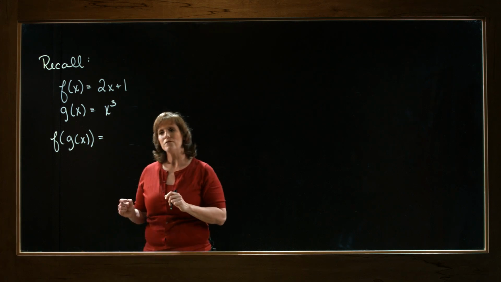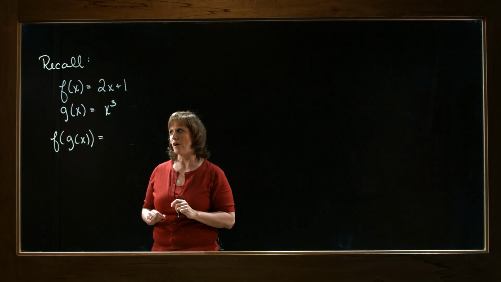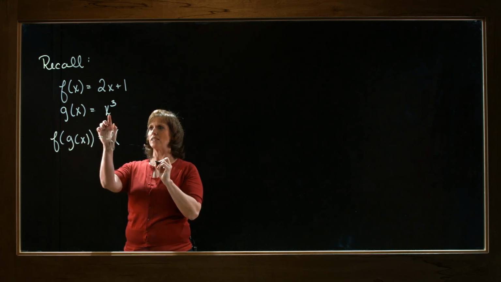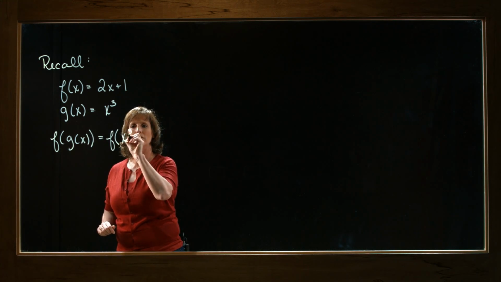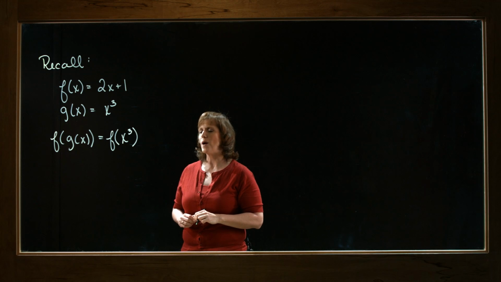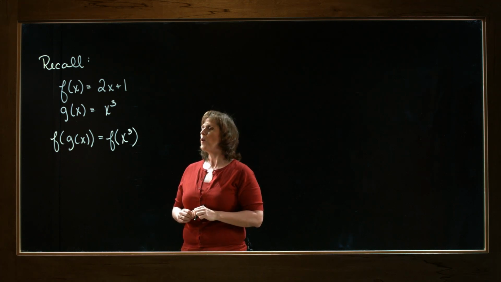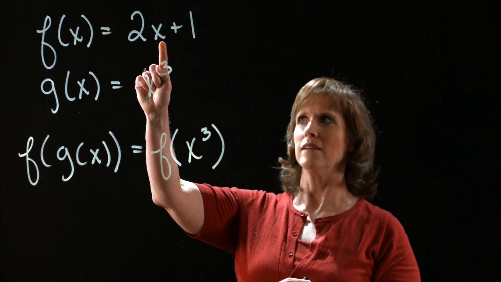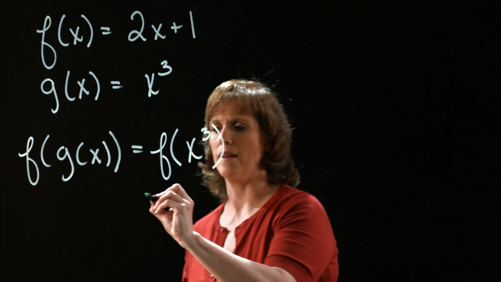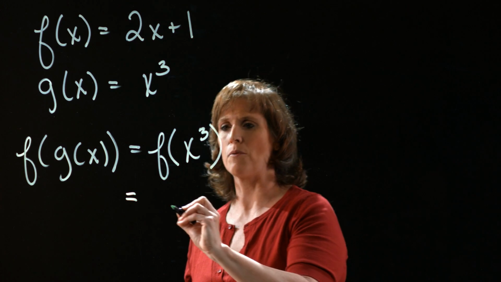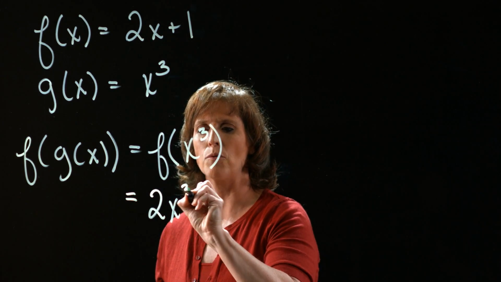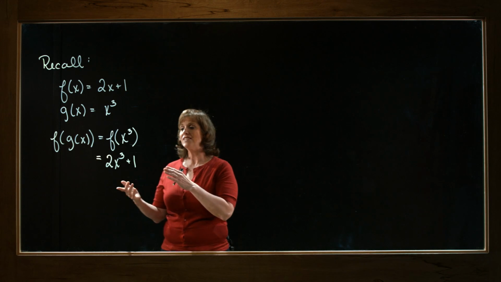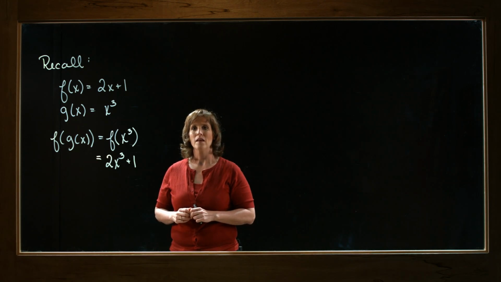In this case, my function g is going to be the inside function. So when I replace g of x with x cubed, I now want to evaluate f of x cubed. Well, what does function f tell me to do? It tells me to take my input, multiply it by 2, and add 1. So I'm going to take my x cubed, multiply it by 2, and add 1. And so this is the composite function.